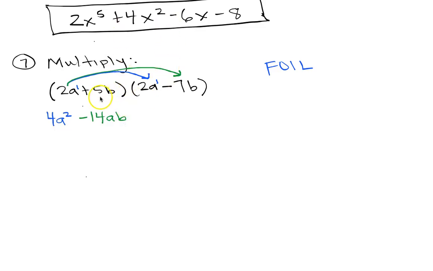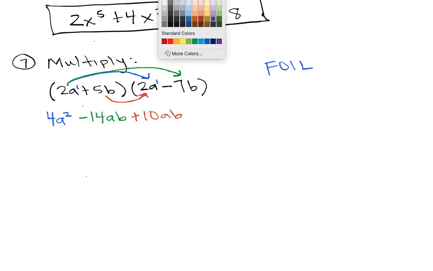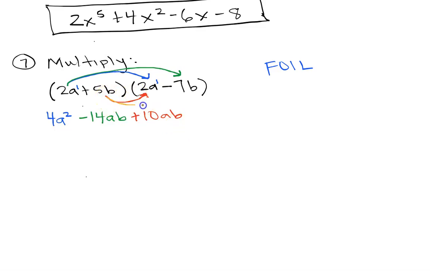All right, then let's do our inside terms. Take 5b times 2a. It's going to give me positive 10ab. And then my last one here, let's multiply 5b by -7b, which is going to give me -35b squared. And then I just need to add the like terms together.